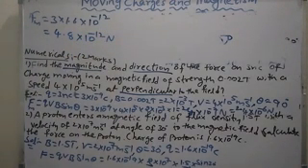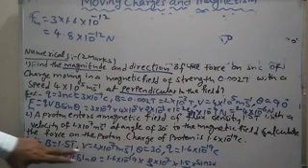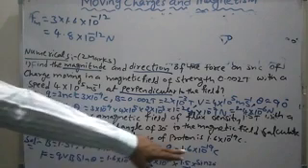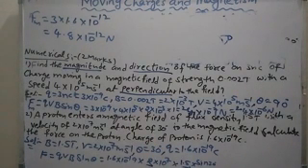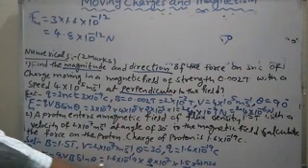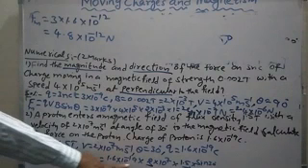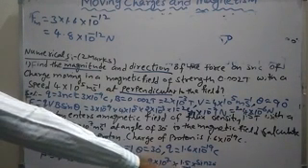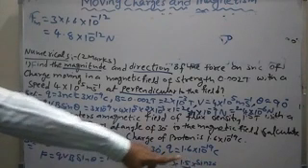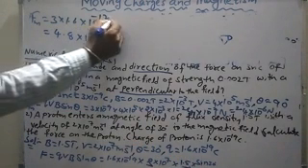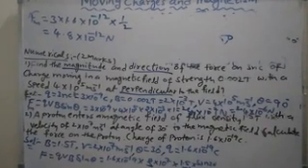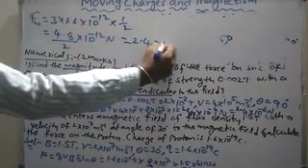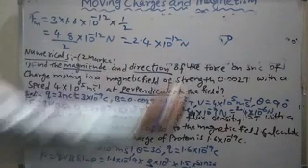Check it once again. The magnetic field is 1.5 Tesla, V is 2 into 10 power 7 meter per second, theta is 30 degree, Q is 1.6 into 10 power minus 19 coulomb. F is equal to QVB sin theta, so Q is 1.6 into 10 power minus 19 into V is 2 into 10 power 7 into B is 1.5 and sin 30. Sin 30 value is 1 by 2, which we forgot here. And 4.8 by 2 is 2.4 into 10 power minus 12 Newton.